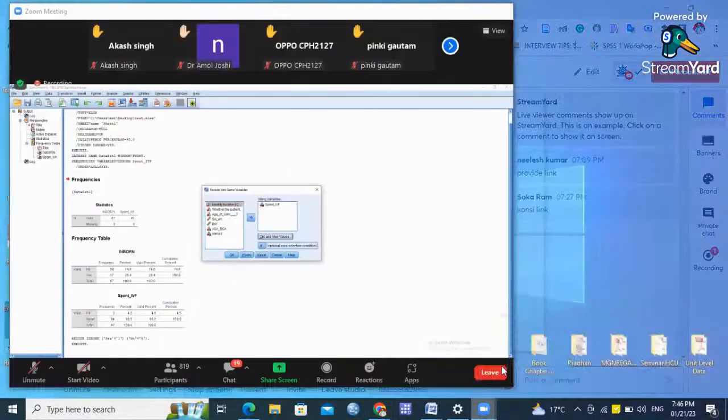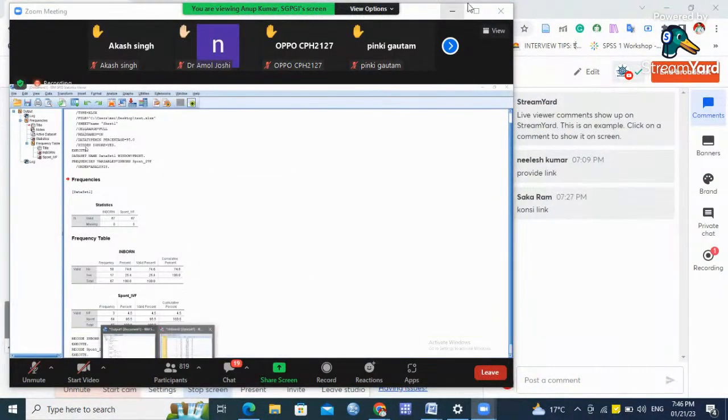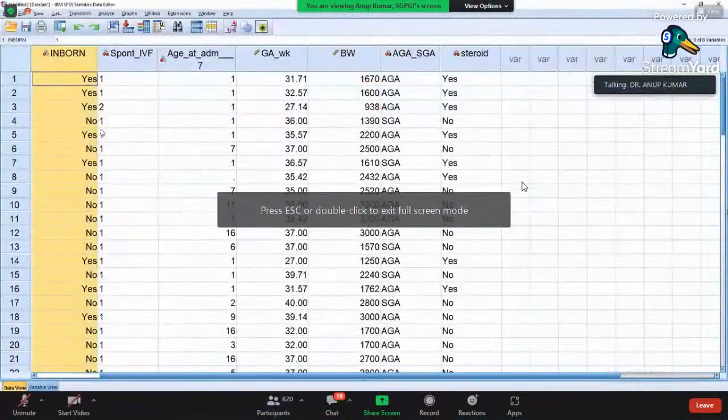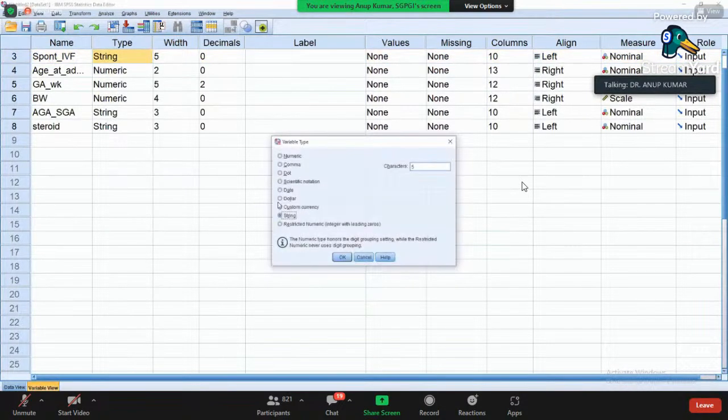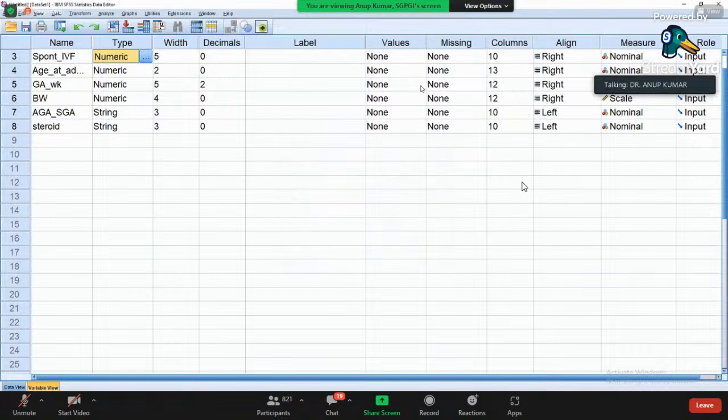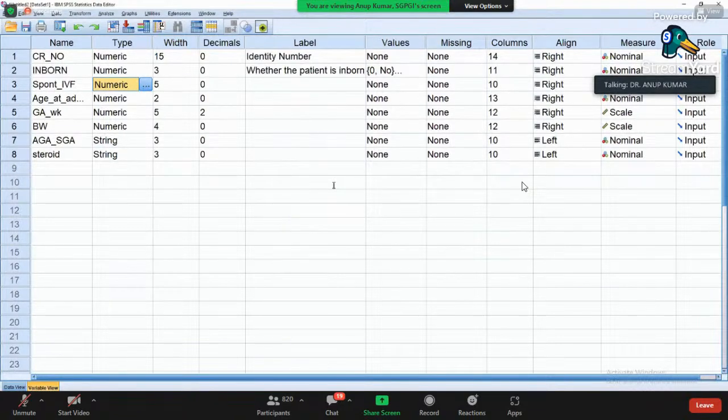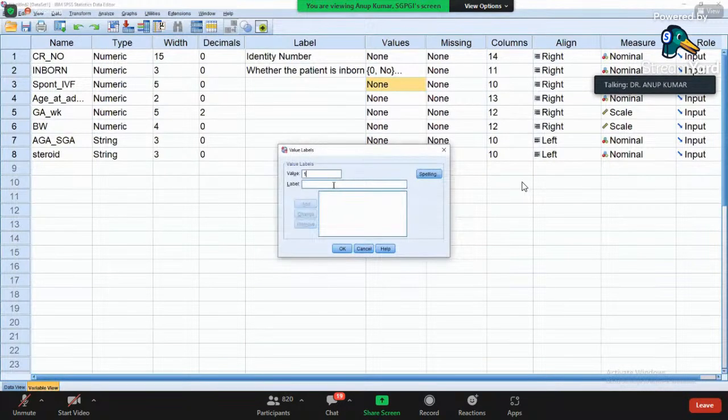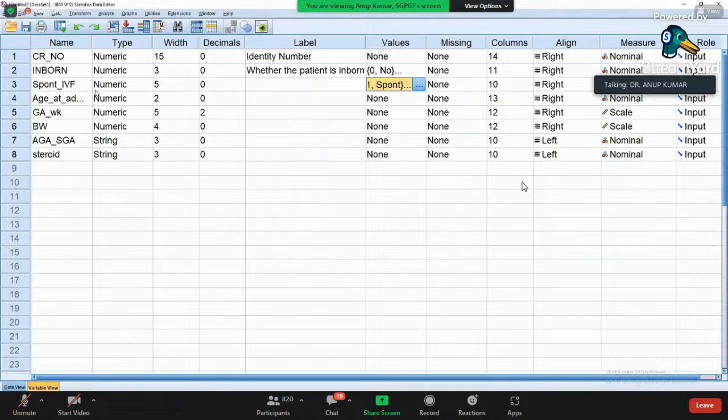Now I have converted this into 1 or 2, that string into numeric. After that, I have to change the type from string to numeric. After that, I have to change the value. 1 stands for SPONT and 2 stands for IVF. Okay. And then click OK. And you can see in the data view that this data is now final.